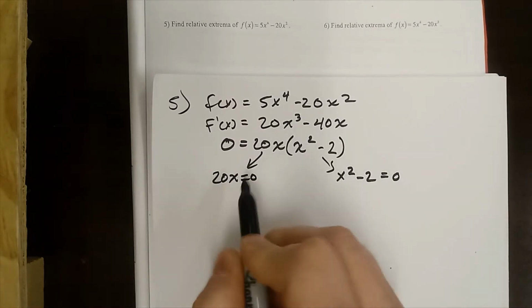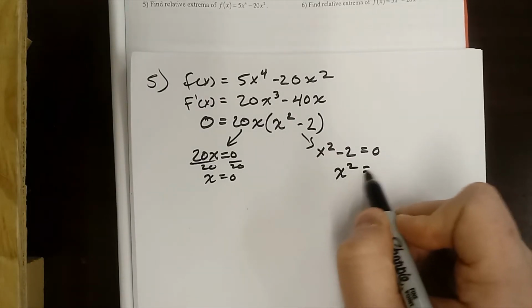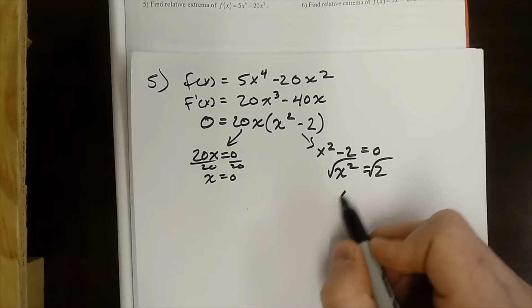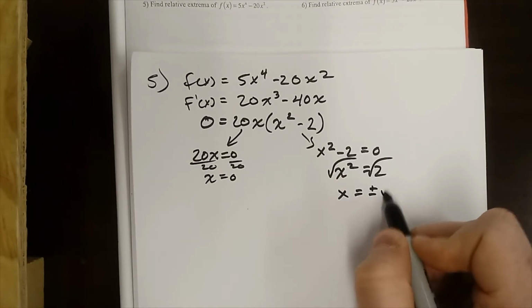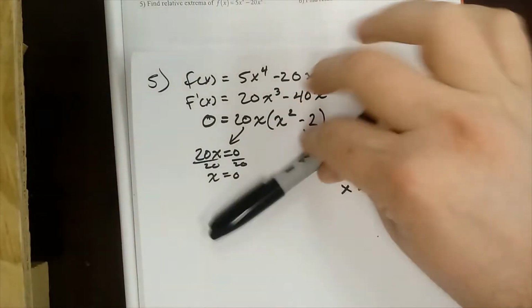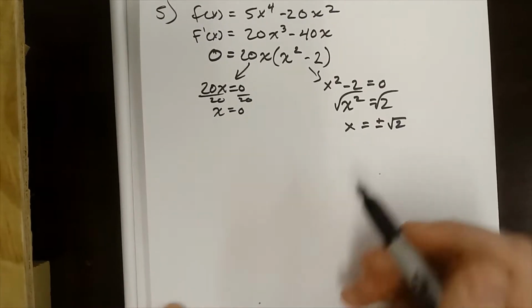So solving this first one, hopefully not too hard. You divide by 20, you get x is equal to 0. This one, we get x squared is equal to 2 when we add the 2 to both sides. And then when we square root both sides, remember we're going to get two answers. We get plus or minus square root of 2.